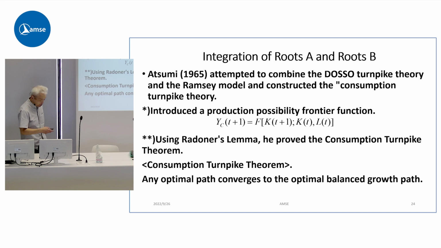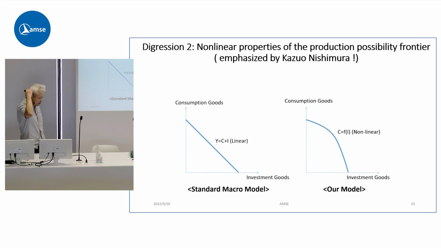Okay? So I just wanted to clarify the difference between two schools. Of course, Alain belongs to this one, but most macro people belong to this school. Okay, if you draw a production possibility frontier in macro models, we can draw this kind of 45 degree line as the production possibility frontier. So this means that you can transfer chocolate to machine production without any cost. Okay? One to one.